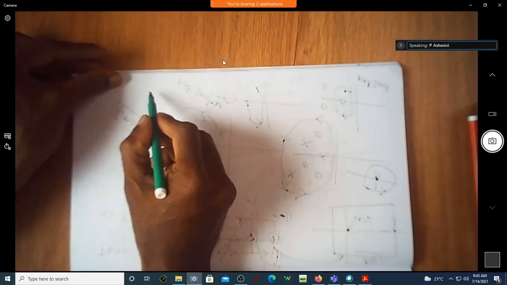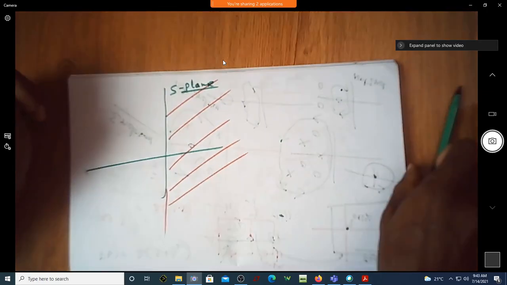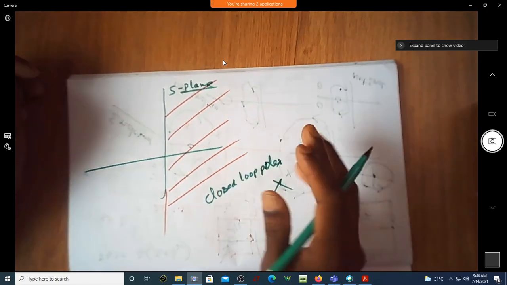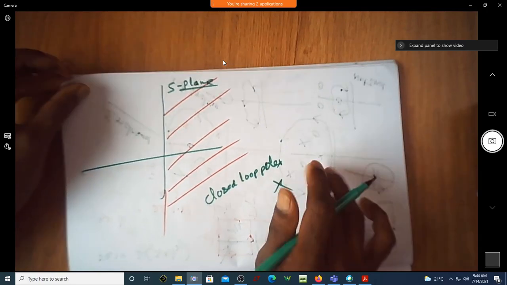Assume that this is your S plane. In S plane, I don't want to see any poles here. Any poles means closed loop poles. So that is more important. There should not be any closed loop poles on this side. So I don't want to have anything on the right hand side. You can have open loop poles, but you are not supposed to have closed loop poles. Correct? Okay, fine.